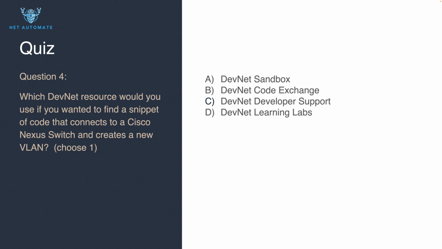Question number 4. Which DevNet resource would you use if you wanted to find a snippet of code that connects to a Cisco Nexus switch and creates a new VLAN? Choose one. The correct answer is B, DevNet Code Exchange. Developers can share code snippets through Code Exchange, which other users can then make use of.